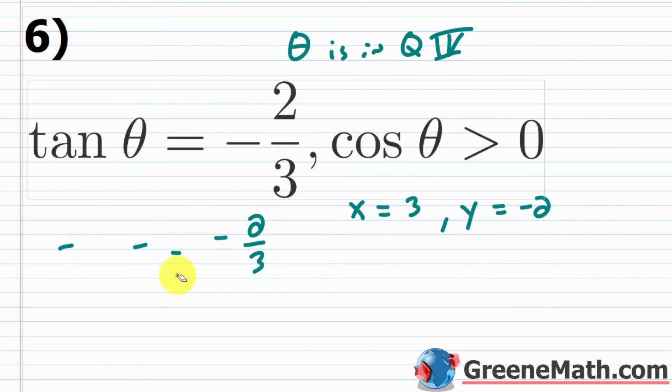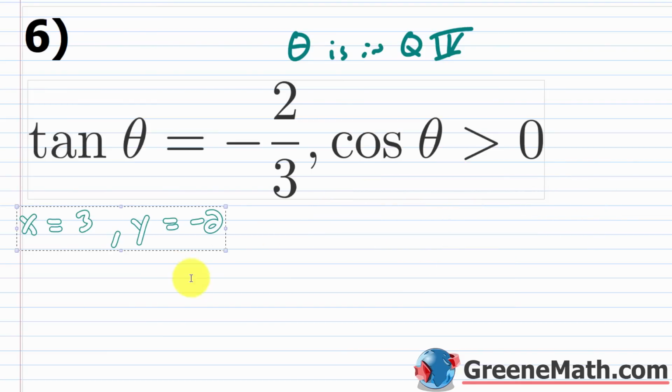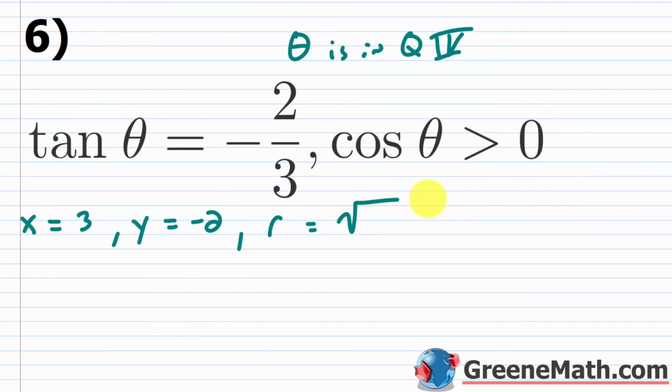Okay, so we just need to figure out what is r. Let me drag this over here a little bit. And we'll say that r is the square root of x squared plus y squared. So 3 squared is going to be 9, then plus -2 squared is going to be 4. So 9 plus 4 is 13. So r is the square root of 13.